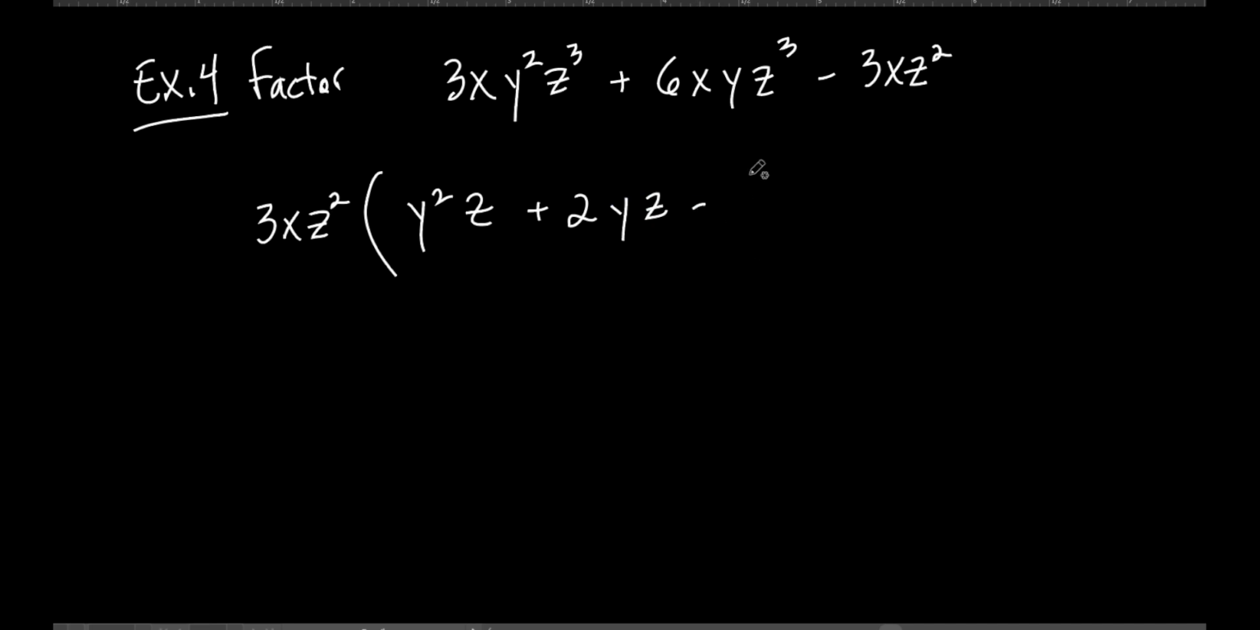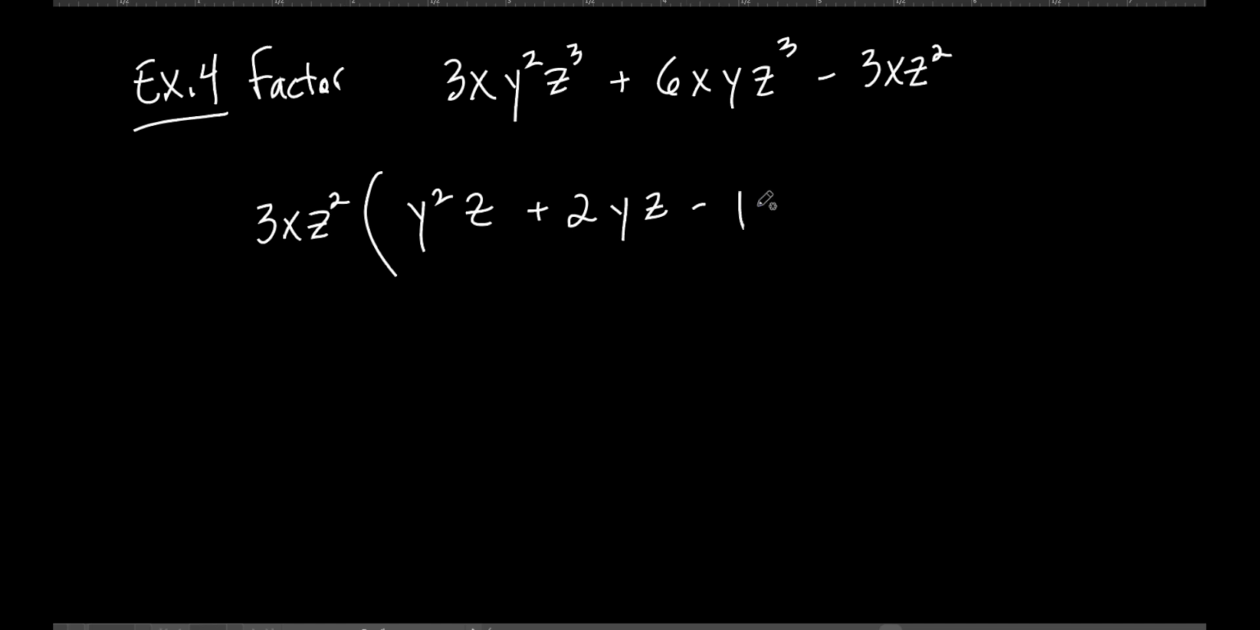Be very careful on this one. The whole reason I said x divided by x is 1 is because of what I'm going to do here. Watch. 3 divided by 3 is 1. X divided by x is 1. Z squared divided by z squared is 1. What's 1 times 1 times 1? It's 1. So you have to put a 1 there.